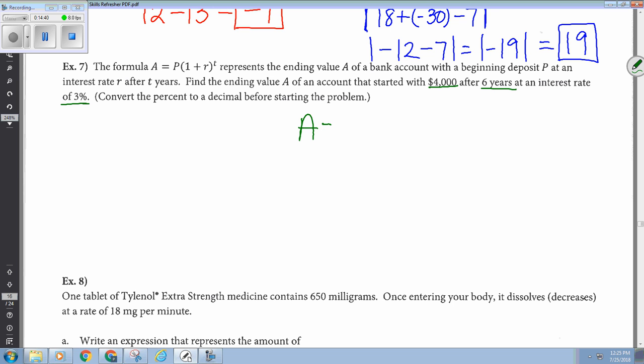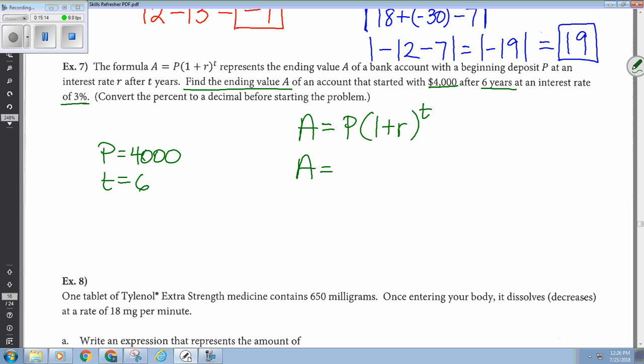So here's the formula that we're working with. Let's search our problem and get the information. So it told us to find the ending value, so we don't know what A is equal to. They told you that you started with $4,000. So that's your beginning deposit. So P is equal to 4,000. After 6 years, so they're telling you that T is equal to 6, at an interest rate of 3%.